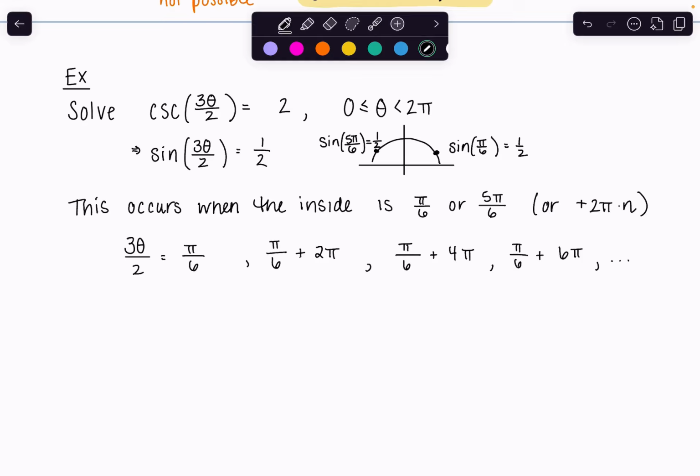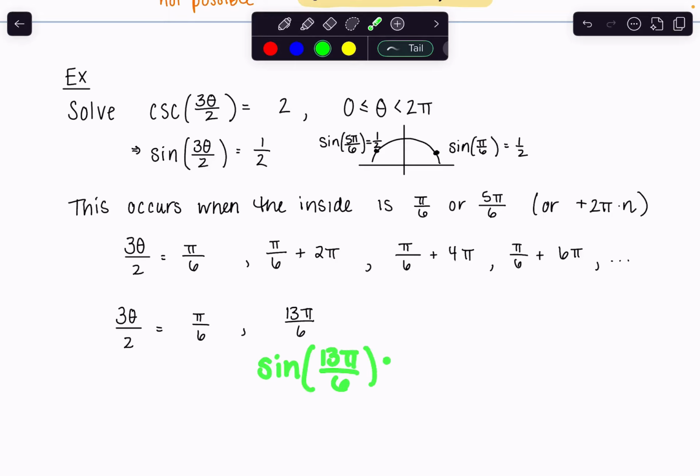Okay? So I'm going to go ahead and condense what those things end up being. That is pi over 6. If you think about adding 2 pi, that's 12 pi over 6. So this would give you 13 pi over 6. So again, this is saying that sine of 13 pi over 6 is a half. Okay? And that's where you've gone an extra revolution around.